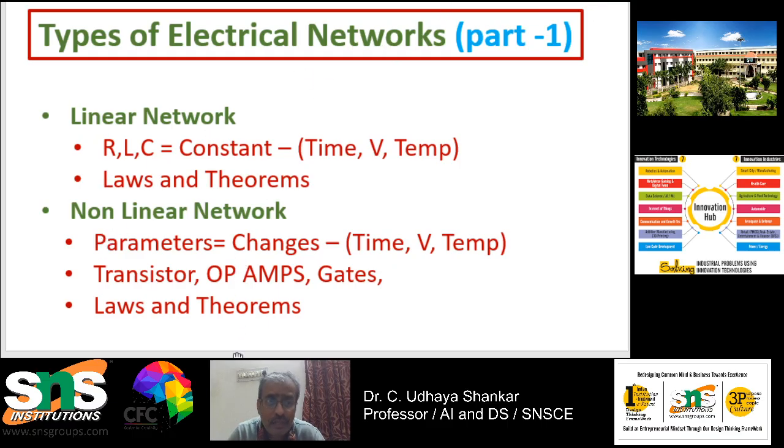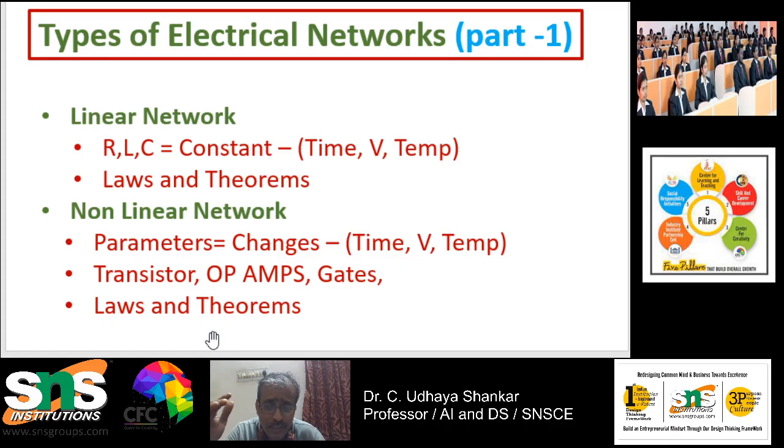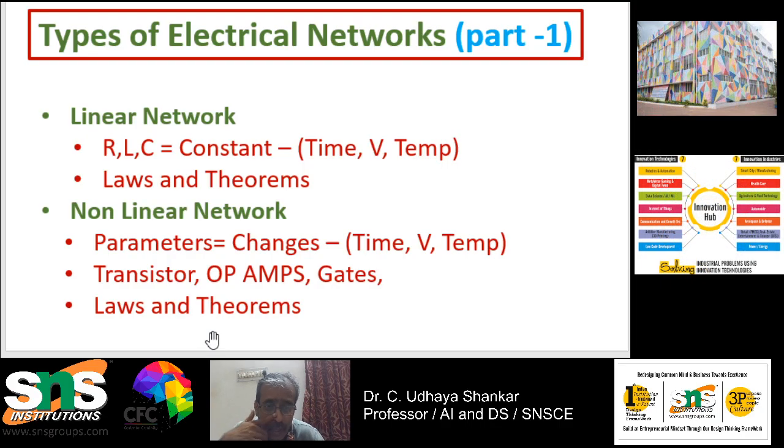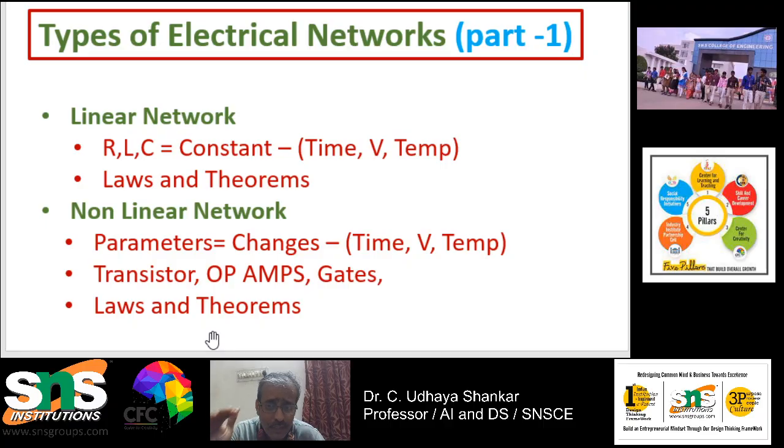Then what do we mean by a non-linear network? A circuit whose parameters change their values with respect to change in time, temperature and voltage is called a non-linear network. For example, if a particular network changes its value with respect to voltage, as in the case of a diode, until the cut-in voltage it behaves as an open circuit, whereas above the cut-in voltage it behaves as a short circuit. So the diode is a perfect non-linear element. Those circuits which have diodes are called non-linear networks, because for different voltage levels they behave in a different way.